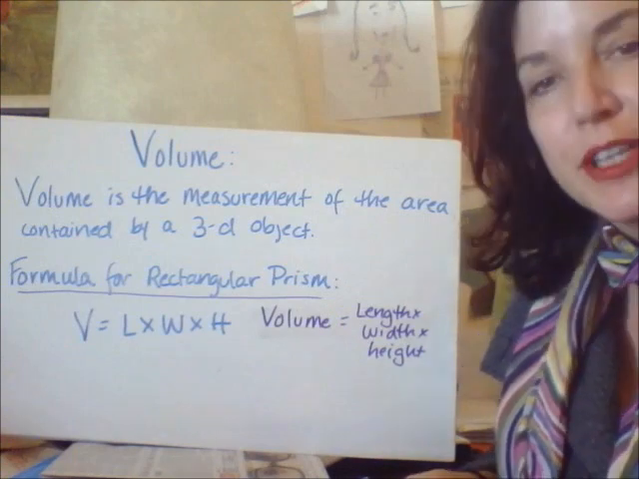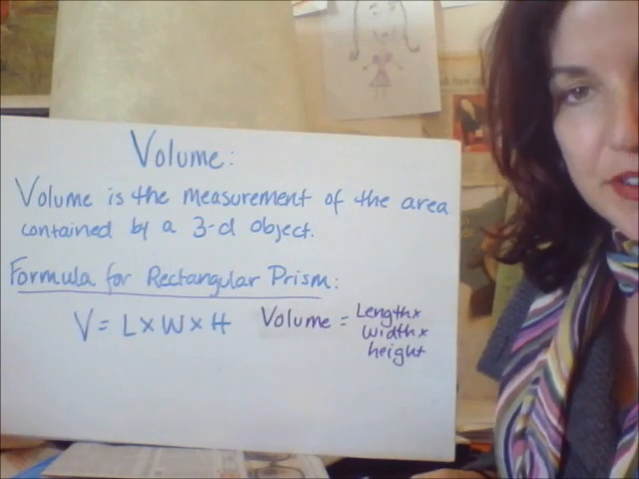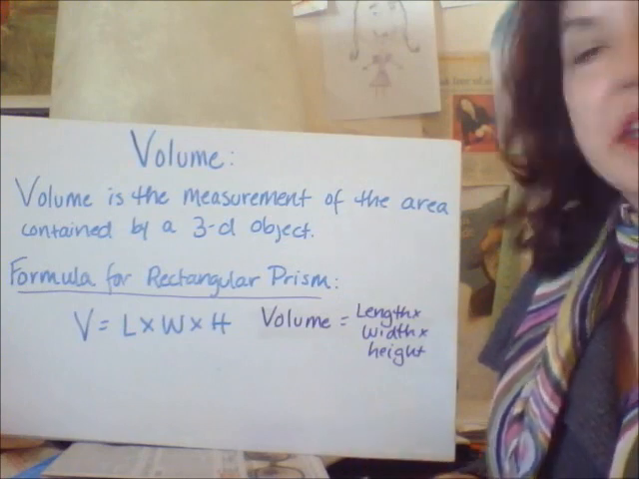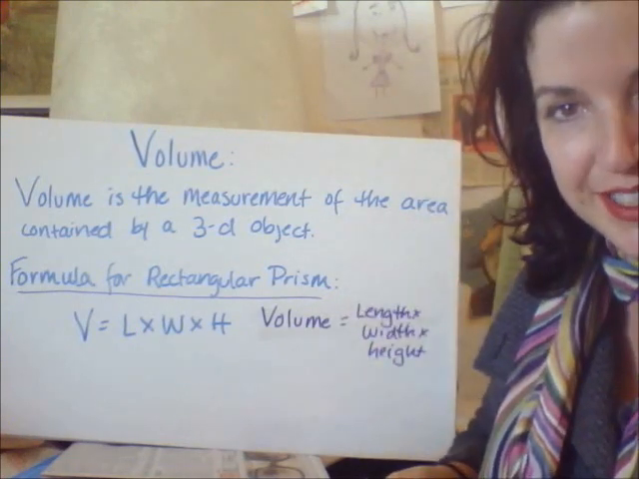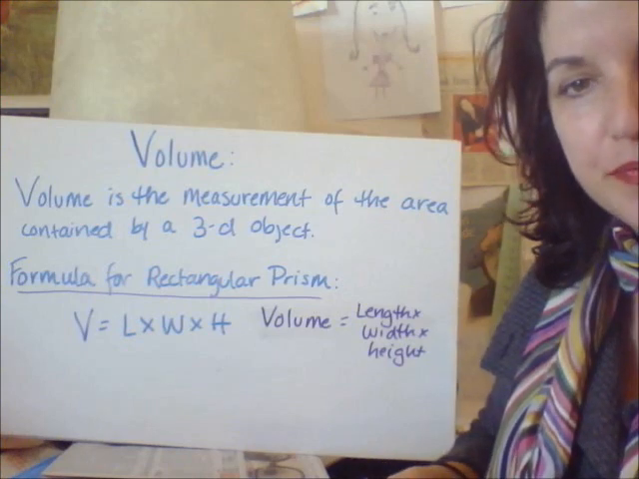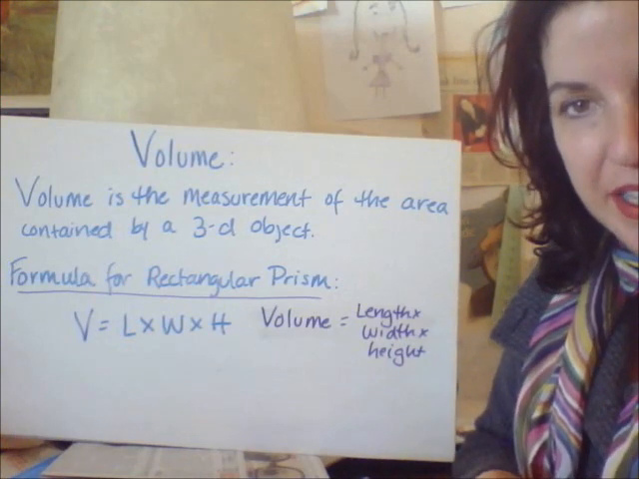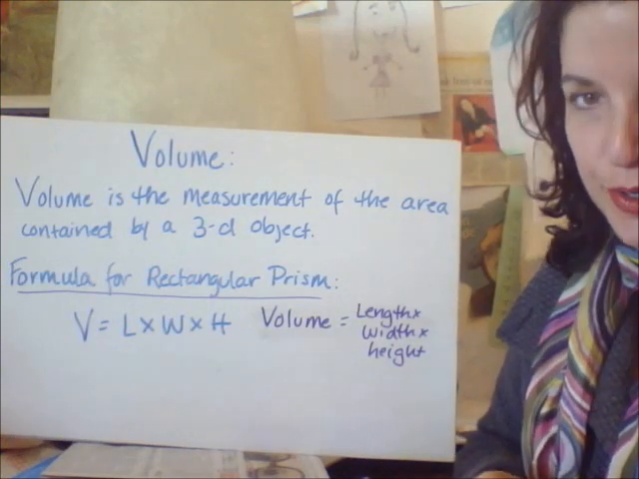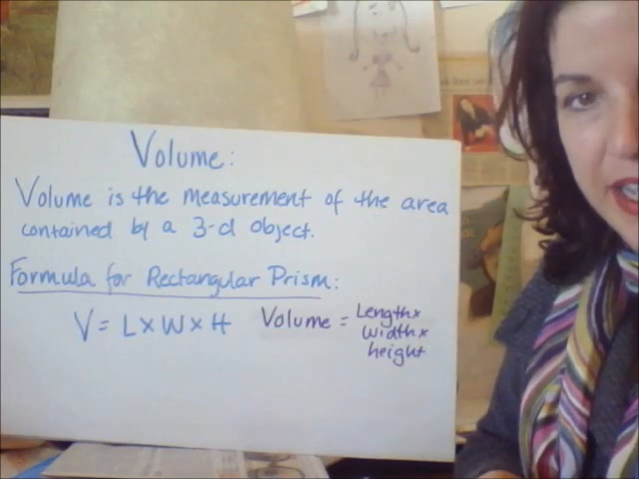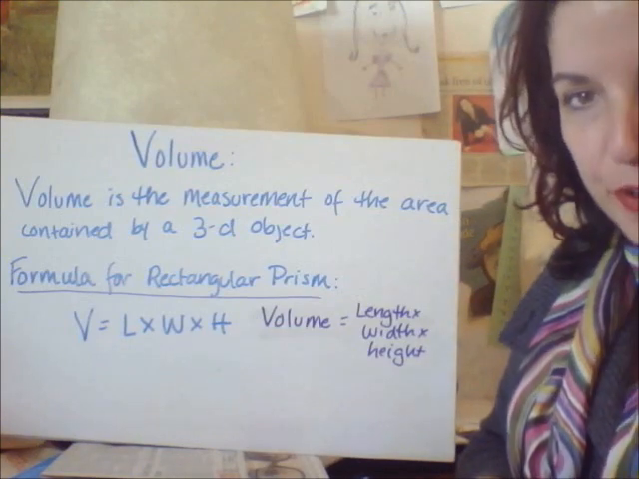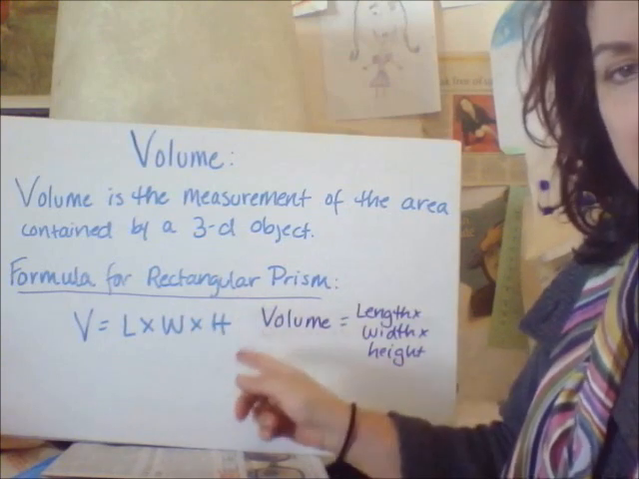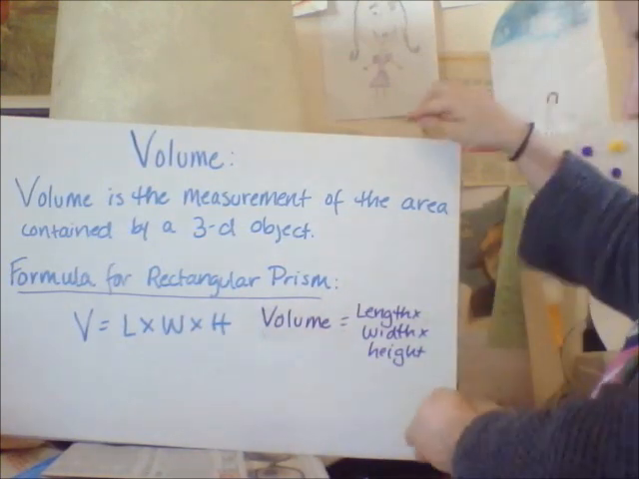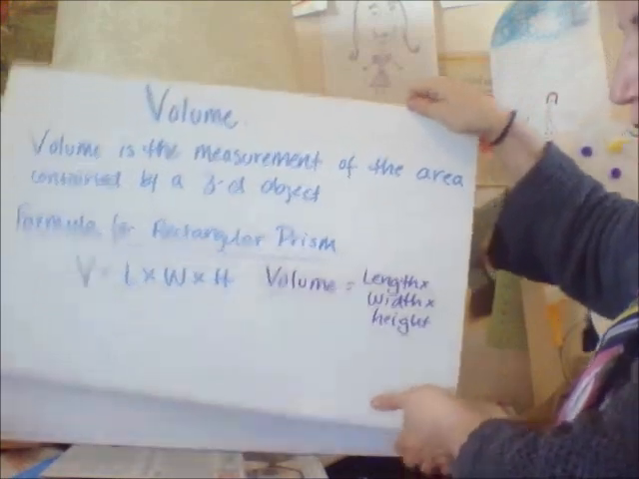Volume is very similar to area. It's a measurement of space. But when we look at volumes, we're looking at the area that's contained inside a three-dimensional object instead of just a 2D object. When you're just looking at something that's rectangular, like a cube or a rectangular prism, you're just looking at a very simple formula. You're looking at volume equals length times width times height. That's just for rectangles and cubes.